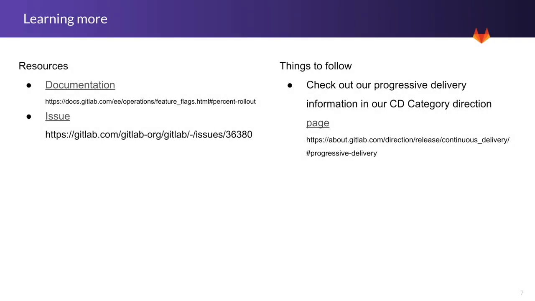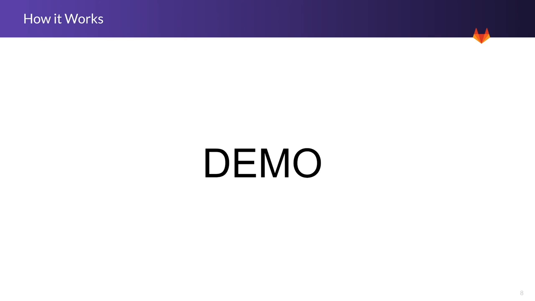To learn more, here are some resources. There's a link to the documentation, a link to the issue that addressed the implementation of this capability, and some things to follow. You can check out our progressive delivery information in our CD category direction, and the link is right there. So let's jump into the demo.